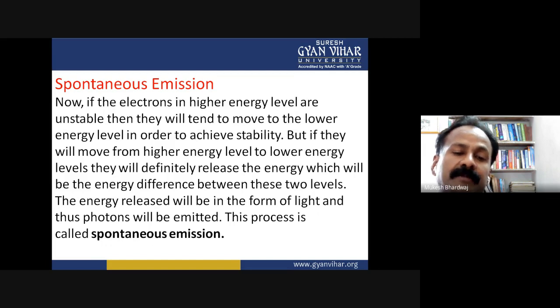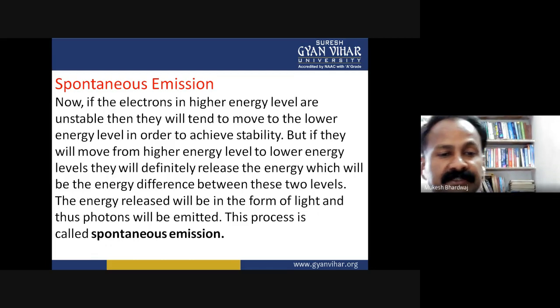This is denoted by a subscript 21 in some of the standard books, and is known as Einstein's coefficient of spontaneous emission of radiation. In this case, the probability of spontaneous emission is independent of the incident radiation. The energy release will be in the form of light, and thus photons will be emitted. This process is called spontaneous emission.